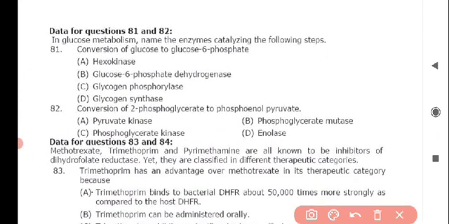Okay, so next statement is, in glucose metabolism, name the enzymes catalyzing the following steps. First question, conversion of glucose to glucose 6-phosphate. Correct answer is option A, hexokinase. Next question, conversion of 2-phosphoglycerate to phosphoenol pyruvate. And the correct answer is option D, enolase.